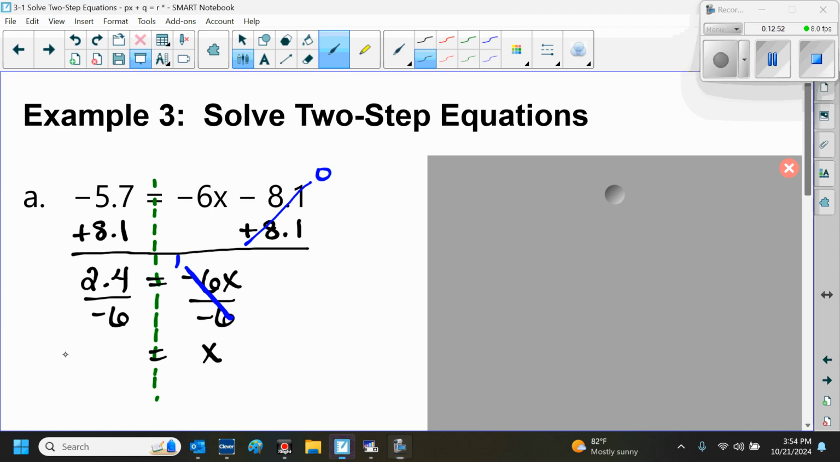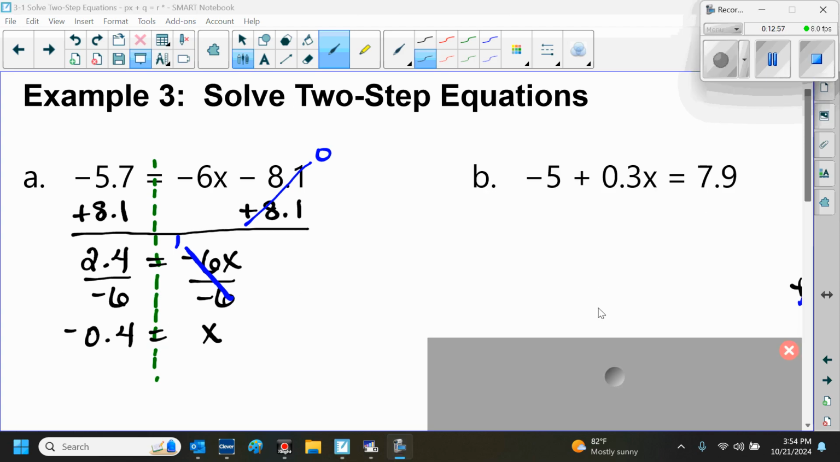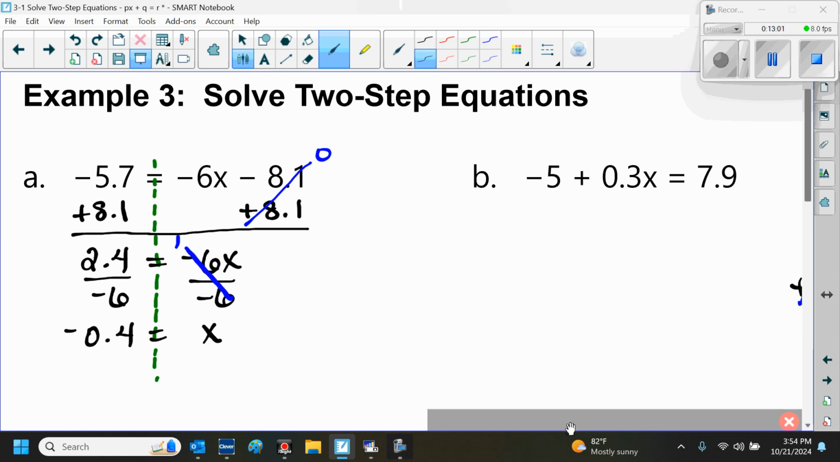Very good. So this is going to give us a negative 0.4. Why don't you guys take a minute to do this one with your table partners?